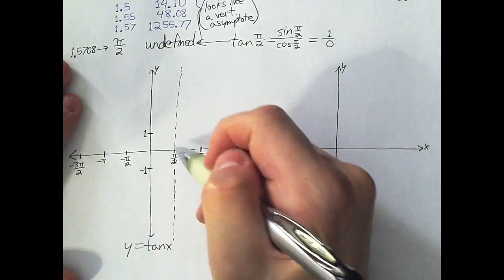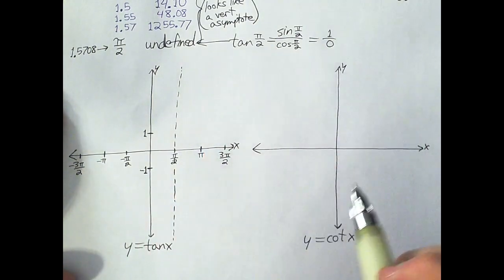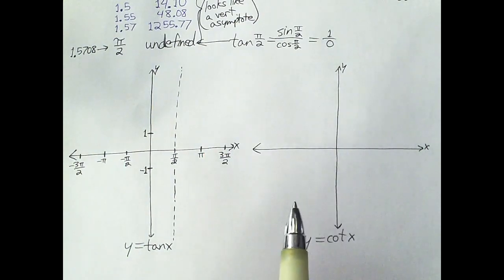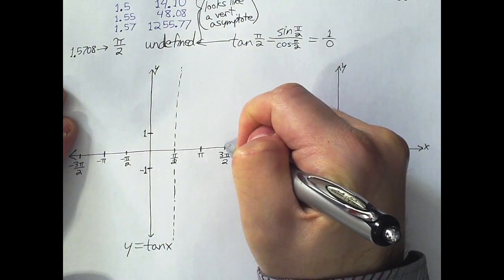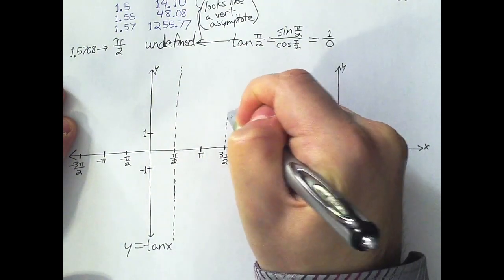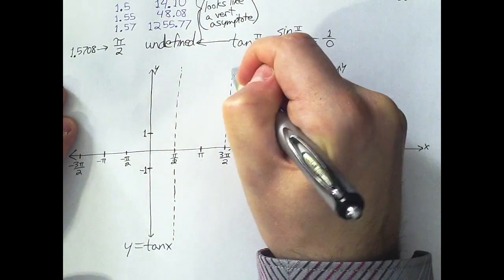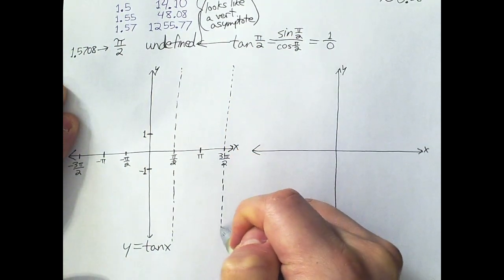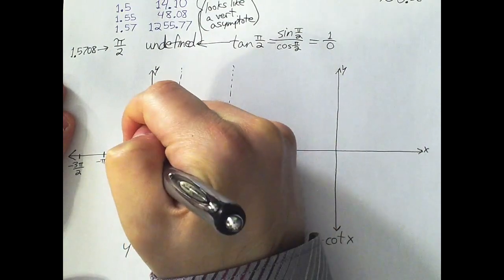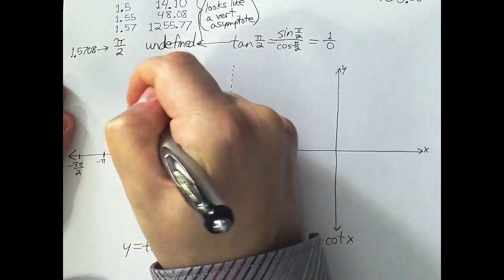Okay. If there is a vertical asymptote at pi over 2, there has to then also be a vertical asymptote pi later. Because whatever this function does, it has a period of pi, so it repeats itself pi later. Also, pi earlier. Pi to the left.